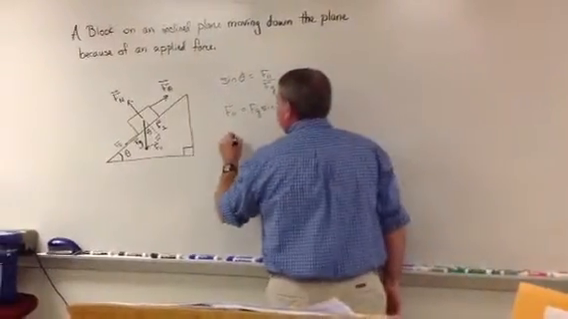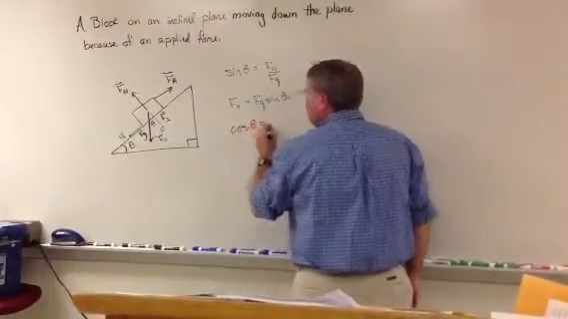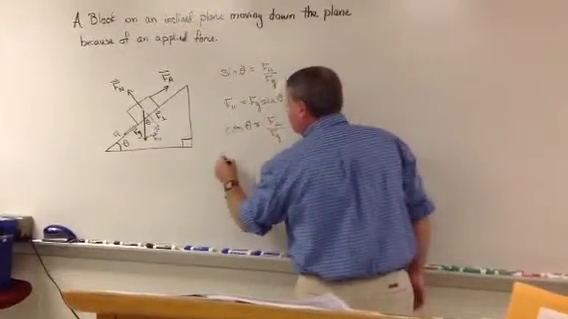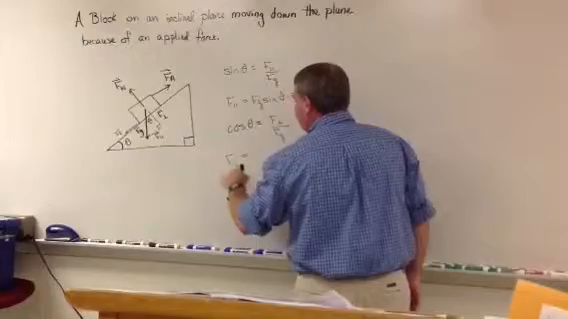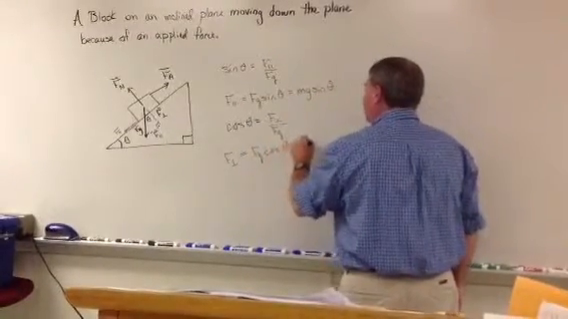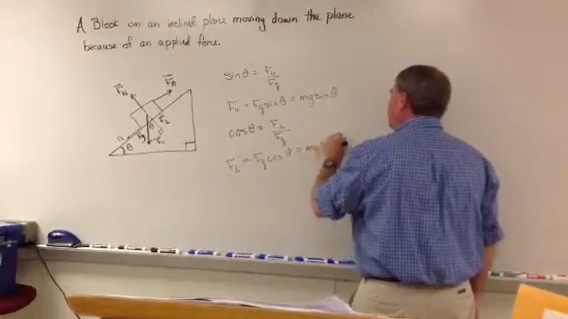Cosine theta is equal to F perpendicular over FG. F perpendicular is equal to Fg cosine theta, which equals mass times gravity times cosine of theta.